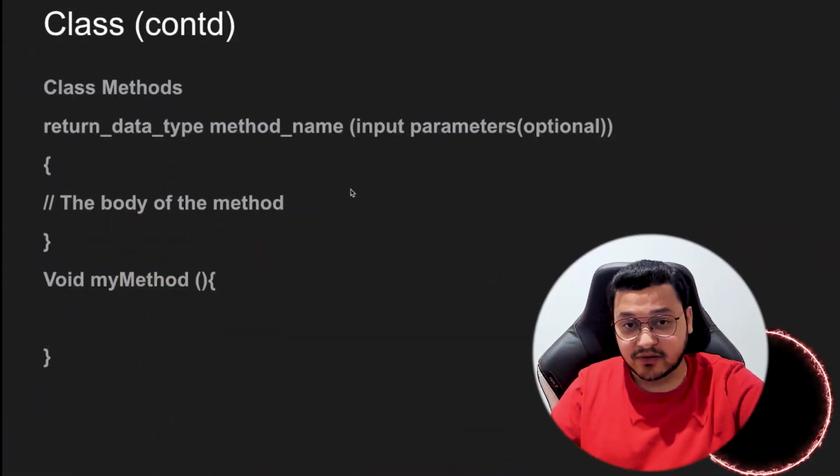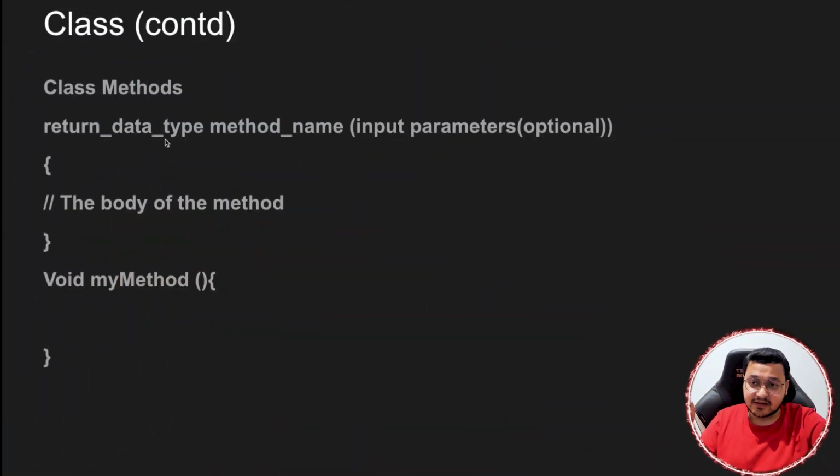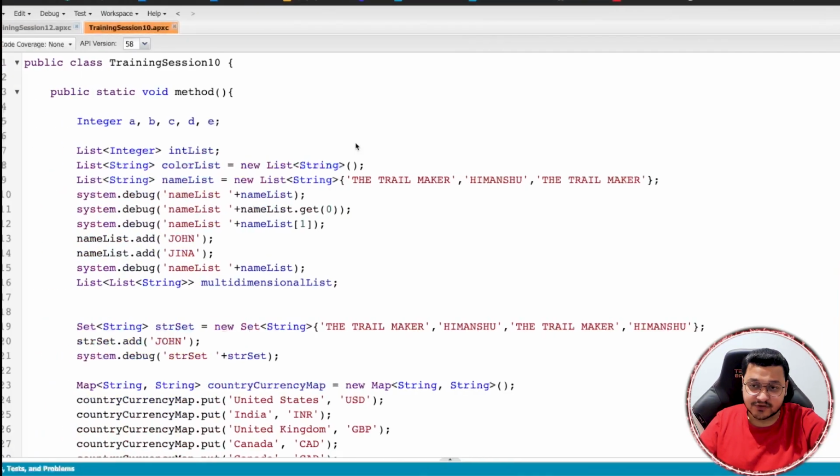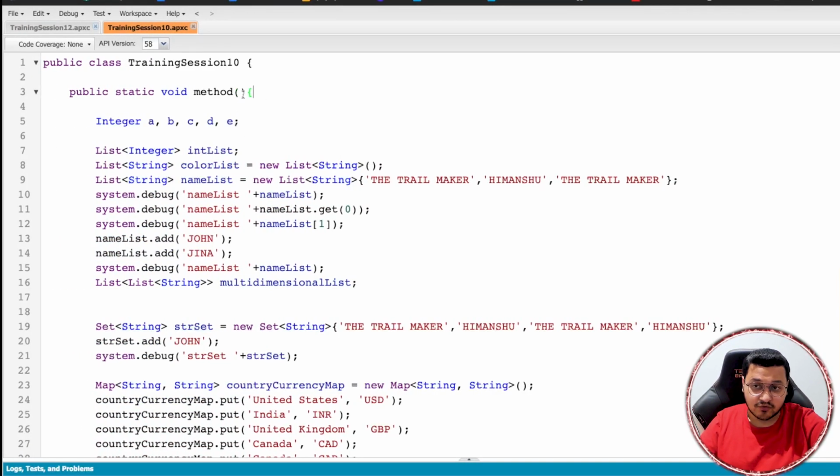This is how you would define a variable, which I've already shown you. I was just talking about this. So basically, you do a return data type, and then you put a method name, and then you pass the input parameters. The input parameters are optional, which we haven't used so far in our methods, but you can pass parameters to a method as well.